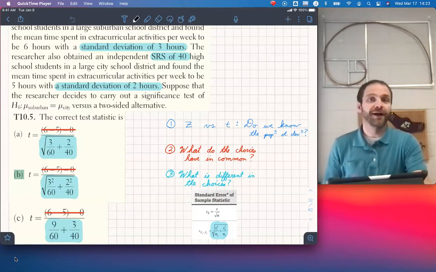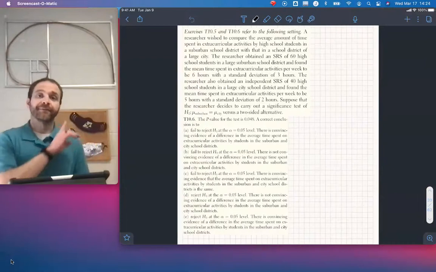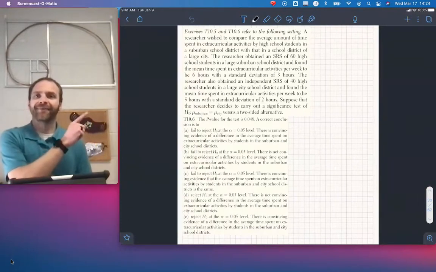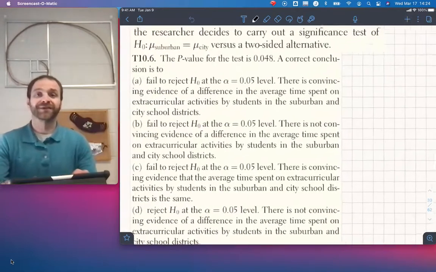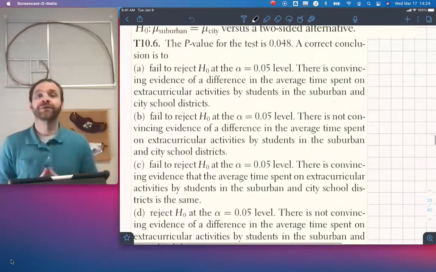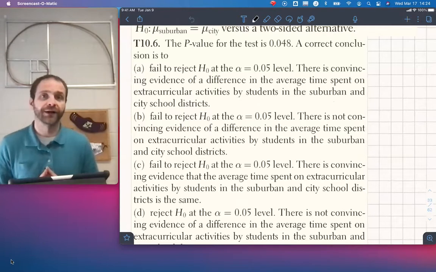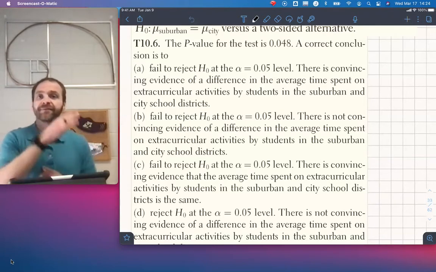We're going to use the same prompt for question 6. I am not going to read it again. Like I said, I'm not reading that entire thing all again. I will refer to it when I need to. I'm just going to start with what question 6 is asking. It says the p-value for the test is 0.048. A correct conclusion is. So I'm going to quickly just skim my conclusions for a minute.